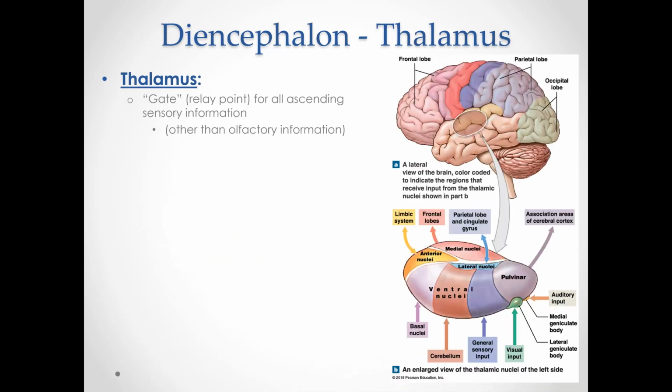So the next major structure in the diencephalon is the thalamus. The thalamus is the gate or the relay point for all ascending sensory information other than olfactory information. So any other sensory information, vision, hearing, taste, smell, touch, the proprioception that we mentioned earlier, all of that is going to come through the thalamus. The thalamus will filter this information and only pass some of it along. So it helps you to focus by allowing you to ignore all of the sensory input that is constantly bombarding you.